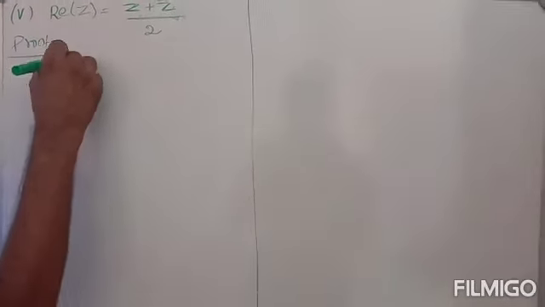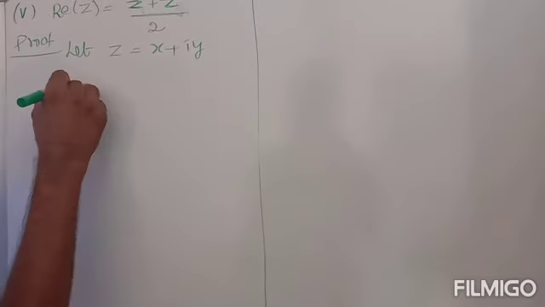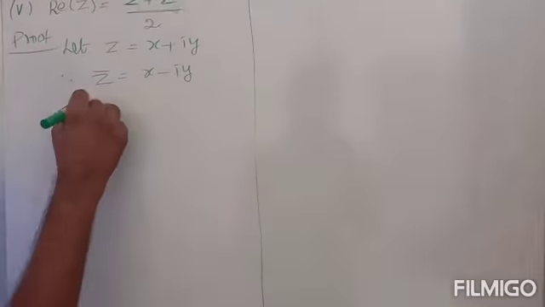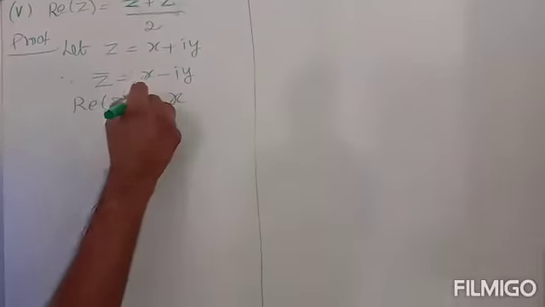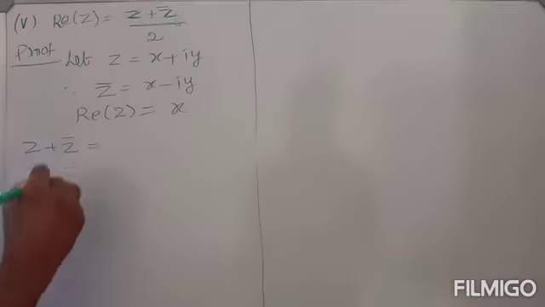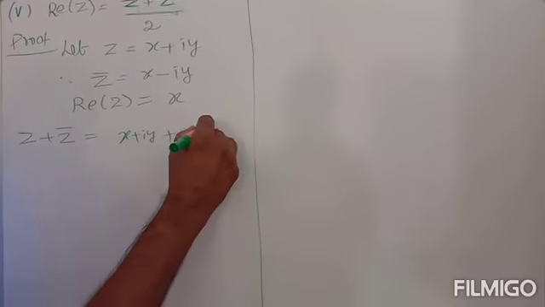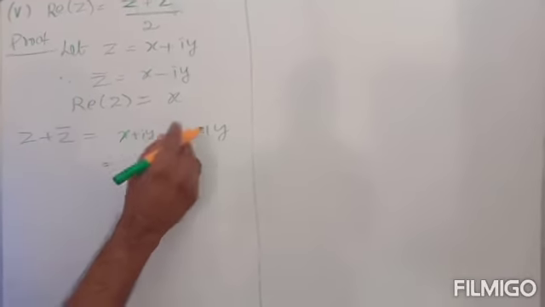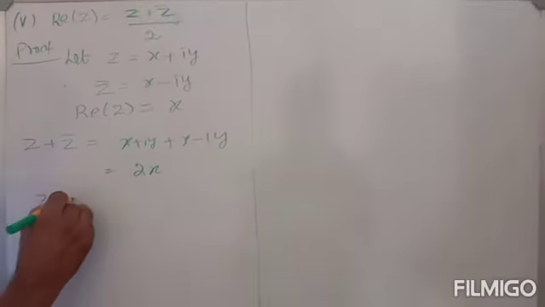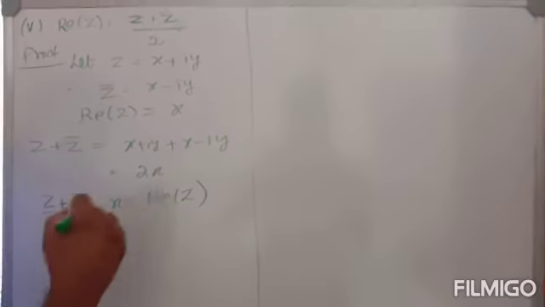Let z is equal to x plus iy. So therefore z bar is equal to x minus iy. Real part of z is equal to x. But now z plus z bar is equal to x plus iy plus x minus iy. So plus iy minus iy cancel, x plus x is 2x. So we got (z plus z bar) by 2 equal to x, that is equal to real part of z.